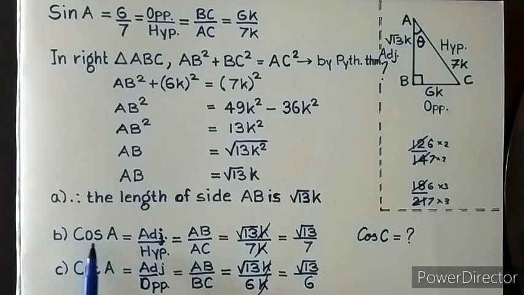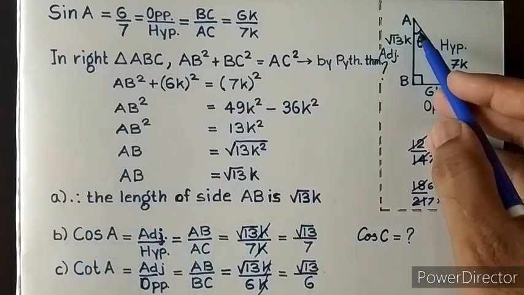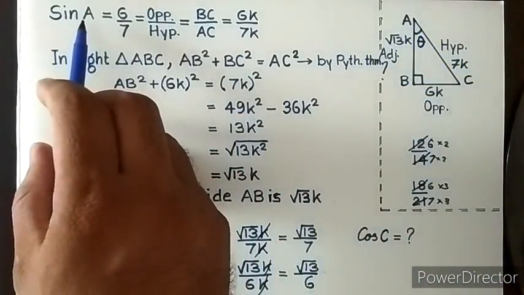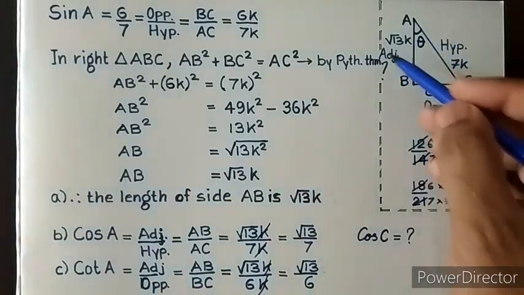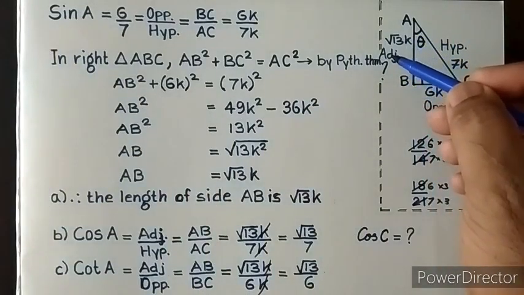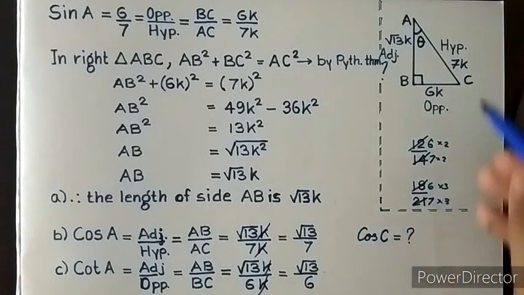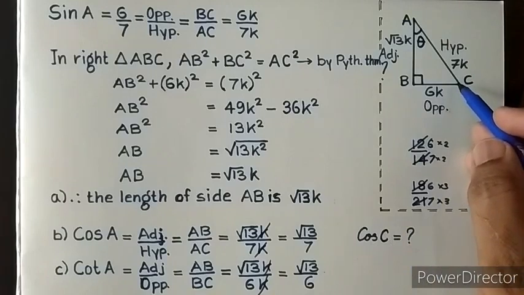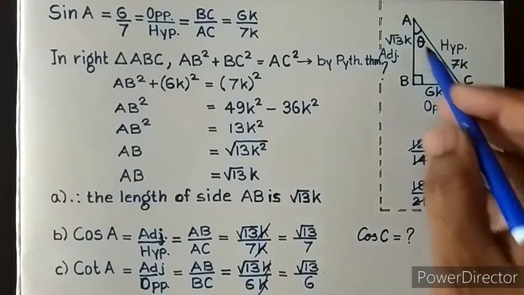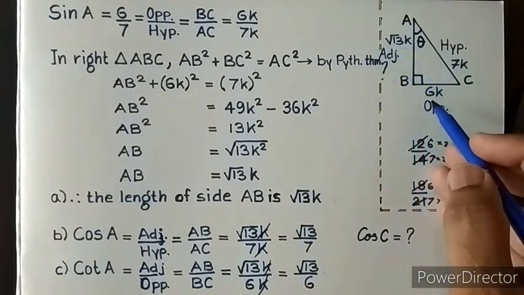If they are asking only cos A, or the theta where you had taken it as per the question here, then you have to follow the same adjacent, opposite and hypotenuse. But if they are asking you cos C or any trigonometric ratio of C, the other angle, then this will be the opposite and this will be adjacent.